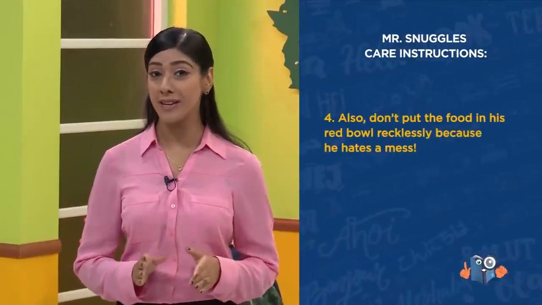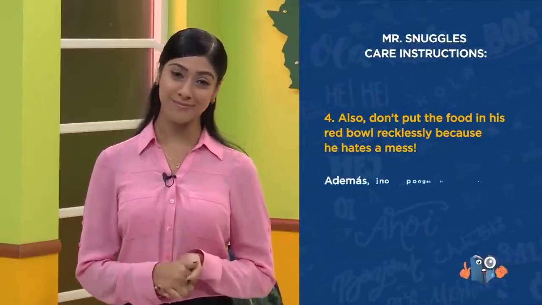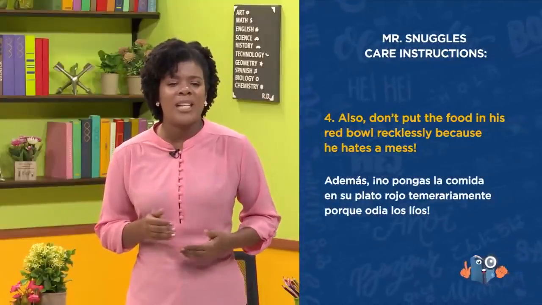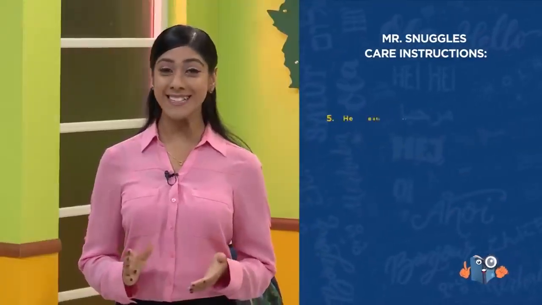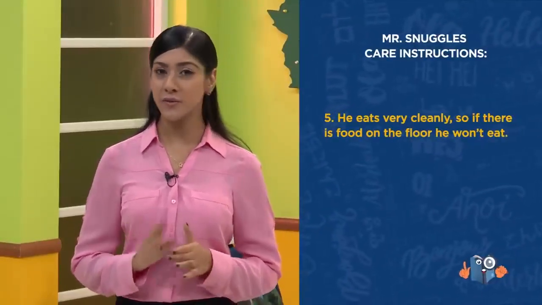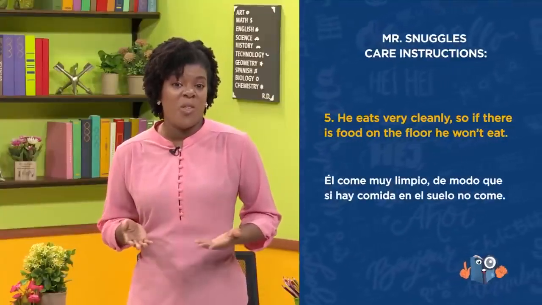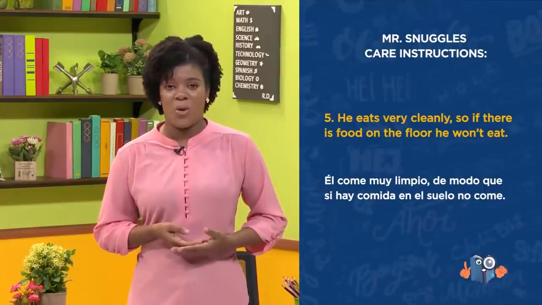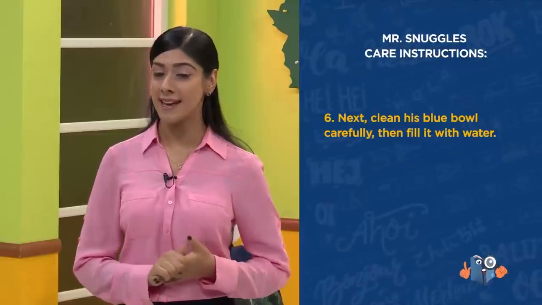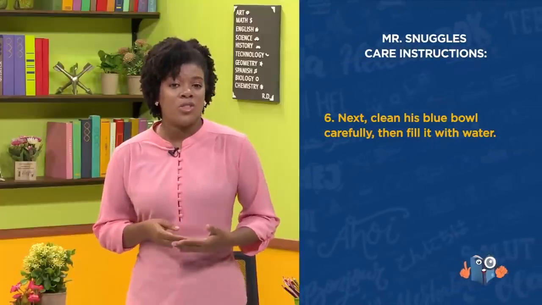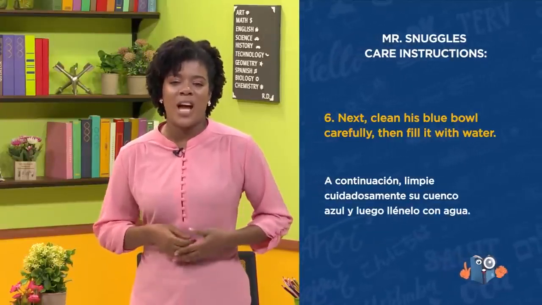Also, don't put the food in his red bowl recklessly because he hates a mess. Además, no pongas la comida en su plato rojo temerariamente porque odia los líos. He eats very cleanly. So if there is food on the floor, he won't eat. Él come muy limpio, de modo que si hay comida en el suelo, no come. Next, clean his blue bowl carefully, then fill it with water. A continuación, limpia cuidadosamente su plato azul y luego llénalo con agua.